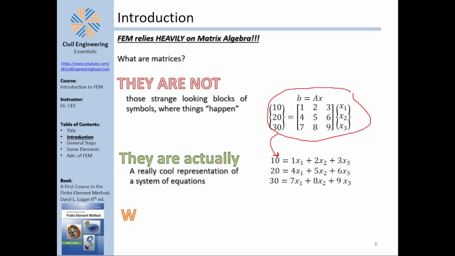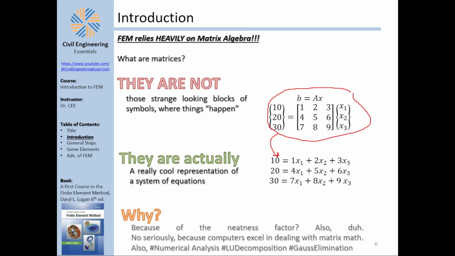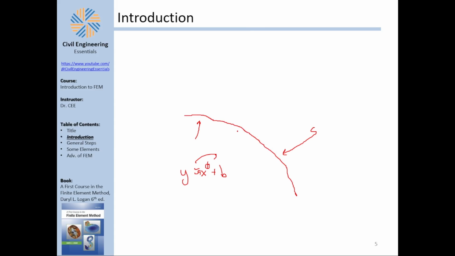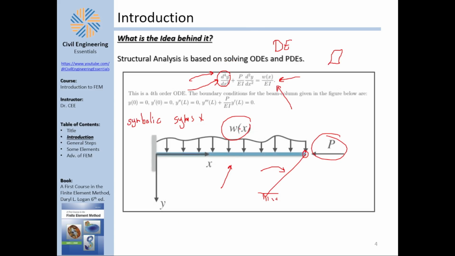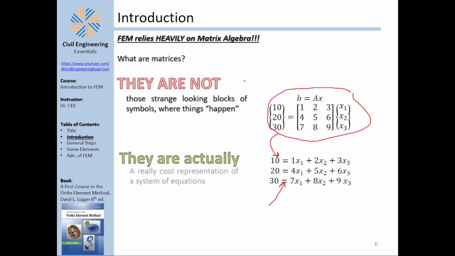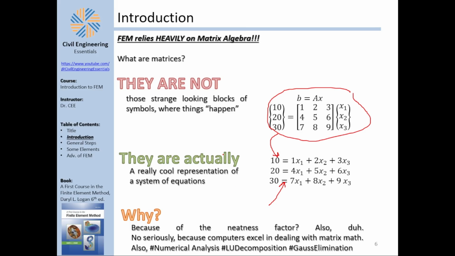Actually, why we use matrices is because they are pretty good in terms of computers. Computers excel in dealing with matrices. Instead of computers dealing with ODEs, which they do not work well with, computers are really powerful when it comes to matrices. Let me also give some hashtags out. I want to hashtag numerical analysis, if you remember that, LU decomposition and Gauss elimination. Those things work on matrices, and finite element methods rely heavily on matrices.